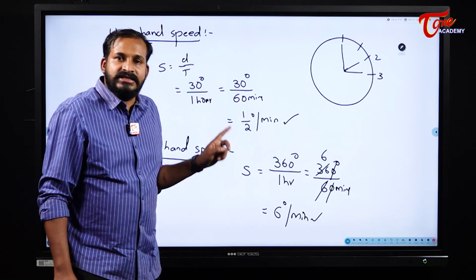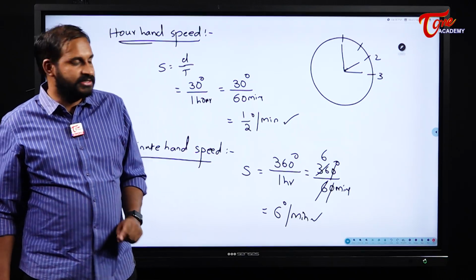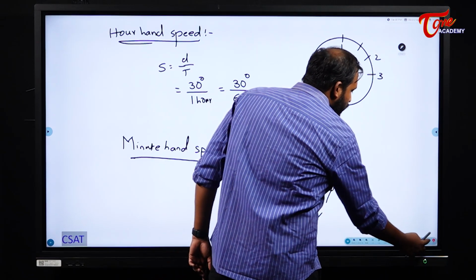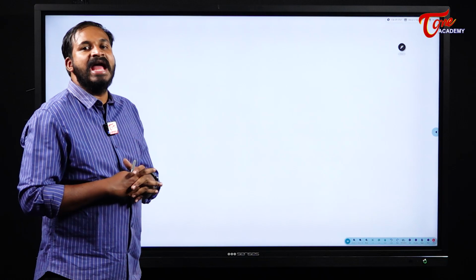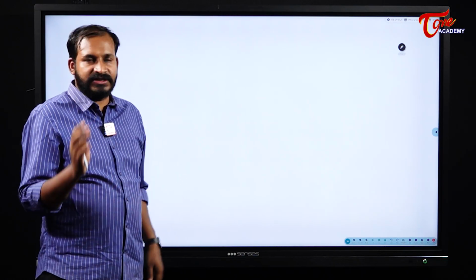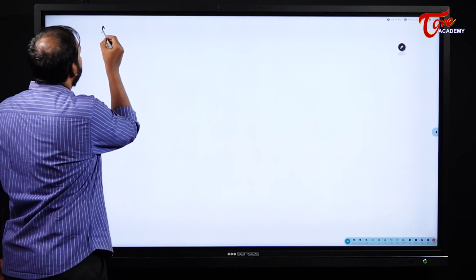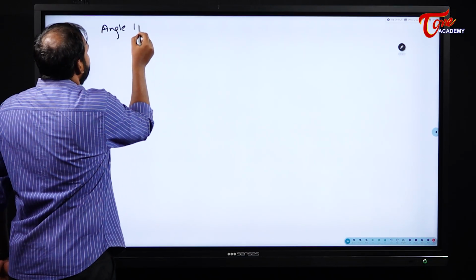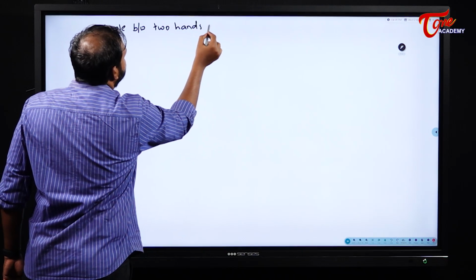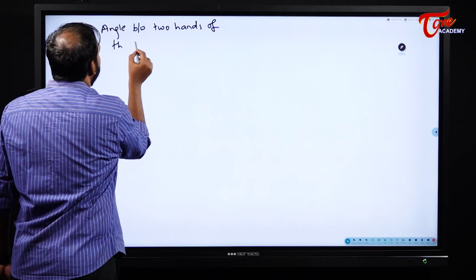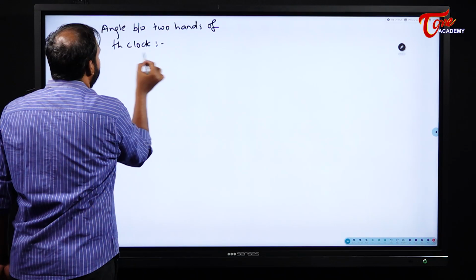Next, where are this hour hand speed and minute hand speed helpful for us? See here students, in this entire clocks concept, we will have only one standard formula, that is the angle between two hands of the clock. So first of all, we will see what is the angle between two hands of the clock. First of all, we should know the meaning of this one.